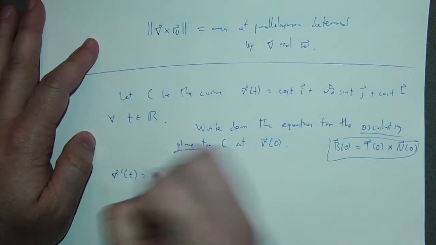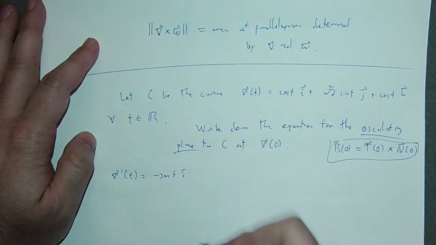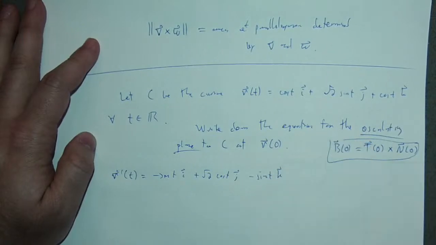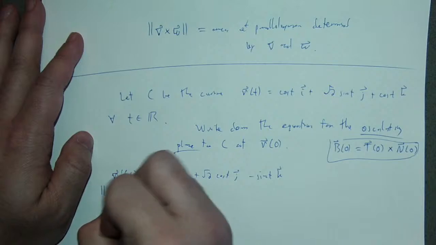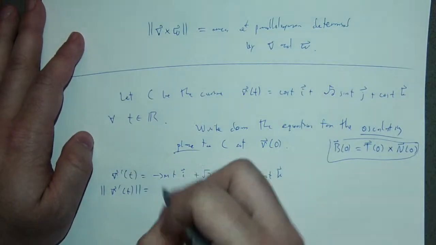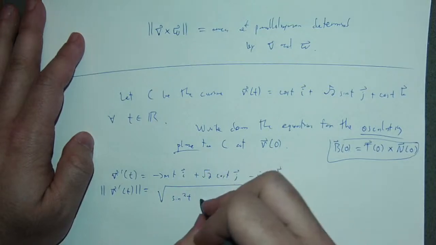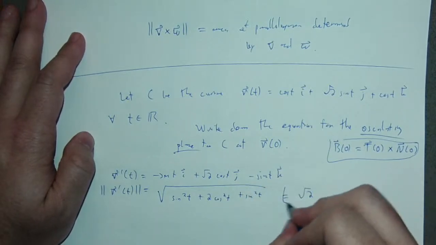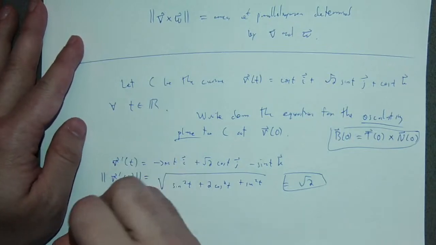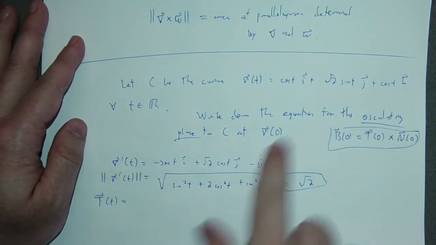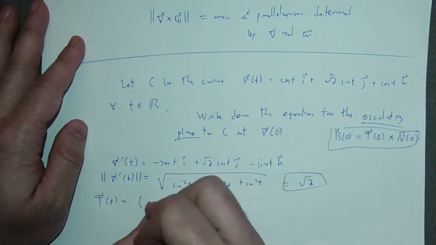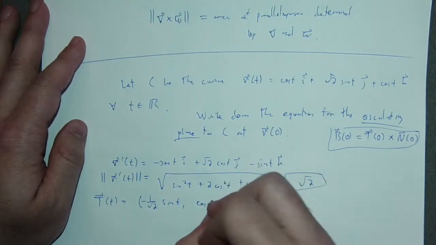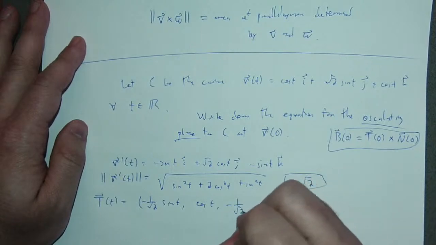What's r prime of t? This is minus sine t i plus root 2 cosine t j minus sine t k. What's the length of r prime? The length of r prime is the square root of sine squared t plus 2 cosine squared t plus sine squared t, so this is root 2. Our tangent vector T of t is r prime of t divided by this length. So in the first slot, this is minus 1 over root 2 sine t; in the second slot, cosine t; and in the third slot, minus 1 over root 2 sine t.